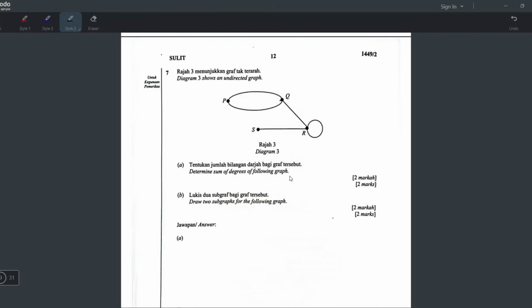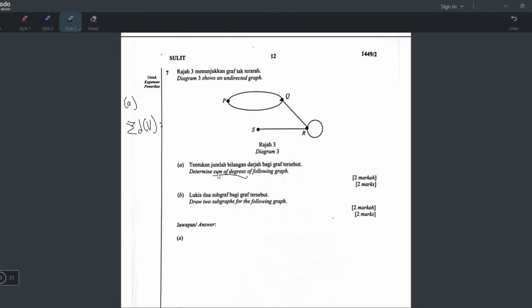Determine the sum of degrees of the following graph. Okay, what's the meaning of sum of degrees? The symbol is like this: sum, this is the symbol for sum. Degree, the symbol is D, and then degree of a vertex. So what's the meaning of sum of degree? What they are saying is find out the degree of vertex P and vertex Q and R and S and then add them all up.